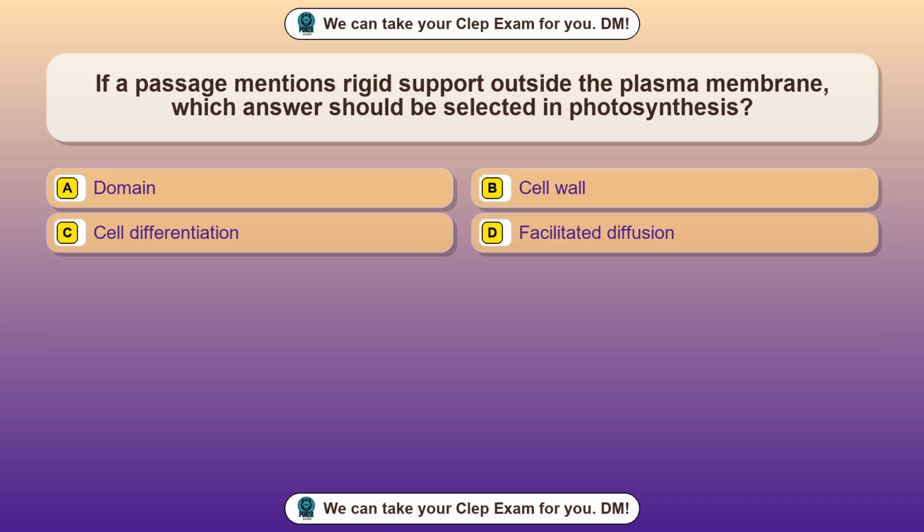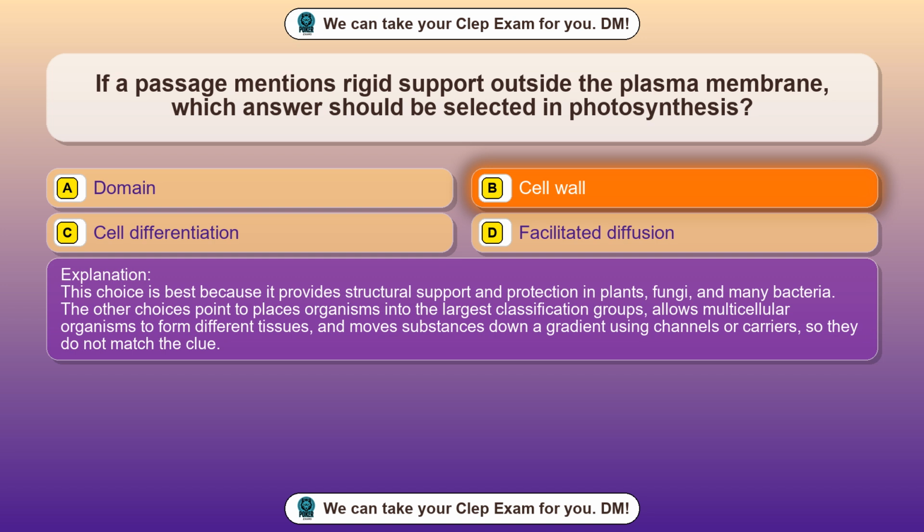Question 77. If a passage mentions rigid support outside the plasma membrane, which answer should be selected in photosynthesis? Option A, domain. Option B, cell wall. Option C, cell differentiation. Option D, facilitated diffusion. The correct answer is option B, cell wall.